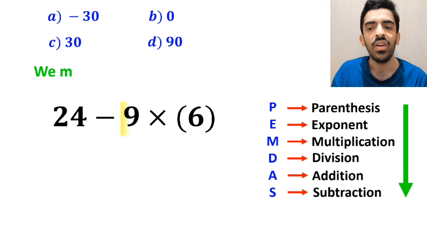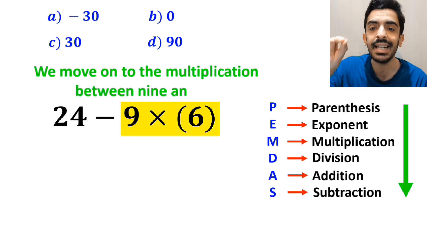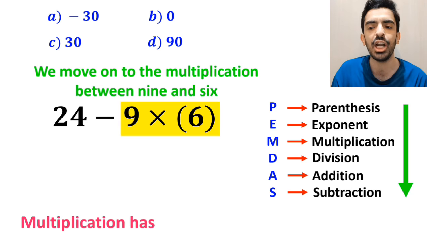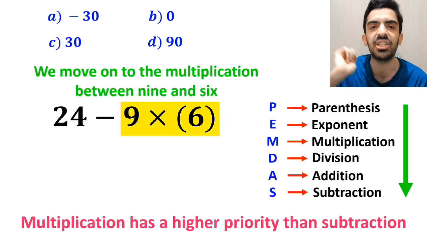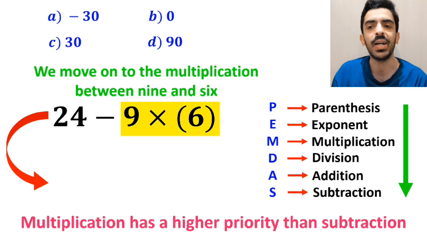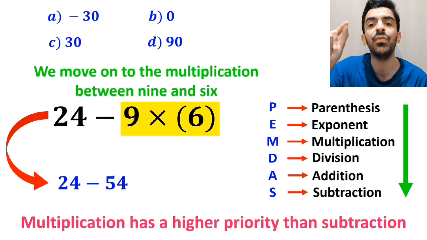In the next step, we move on to the multiplication between 9 and 6, because multiplication has a higher priority than subtraction. So, we write this expression as 24 minus 54, which finally gives us the answer negative 30.